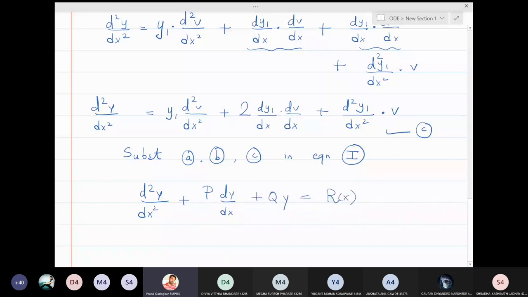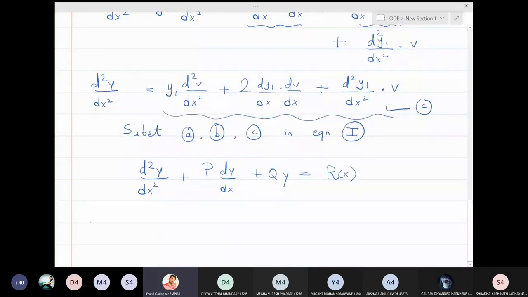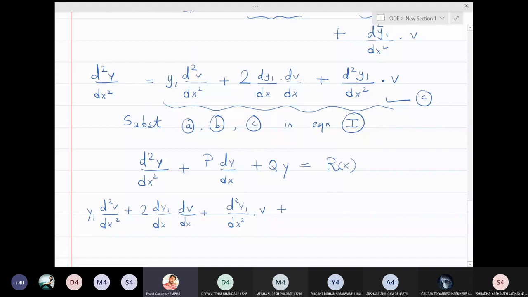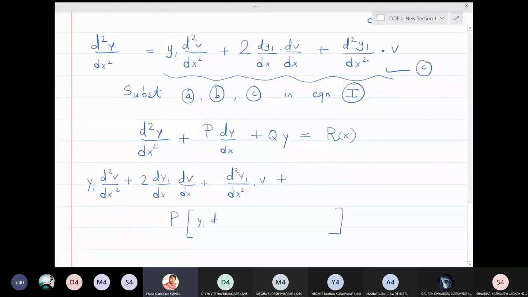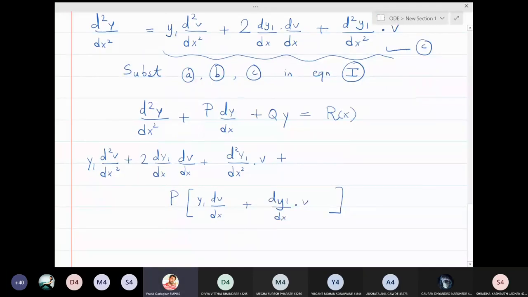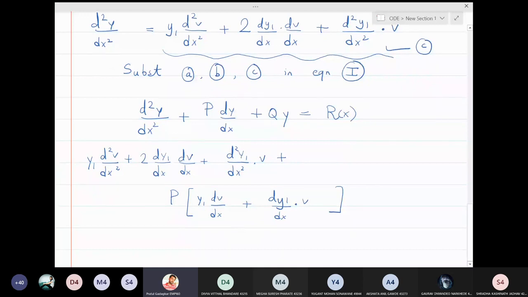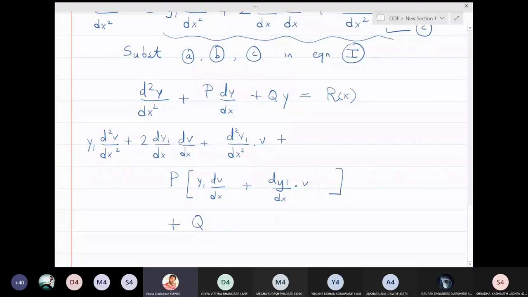What is d2y by dx square? D2y by dx square is this. So let us write those three terms. y1 d2v by dx square plus 2 dy1 by dx into dv by dx plus d2y1 by dx square into v, plus p times. What is dy by dx? We have dy by dx written above in equation b, which is y1 dv by dx plus dy1 by dx into v, plus q. What is y? y is y1 into v, equal to r of x.